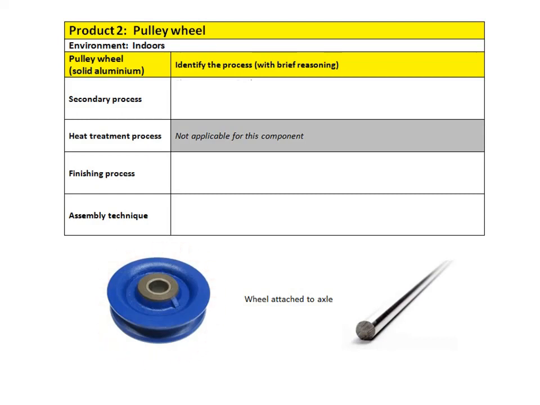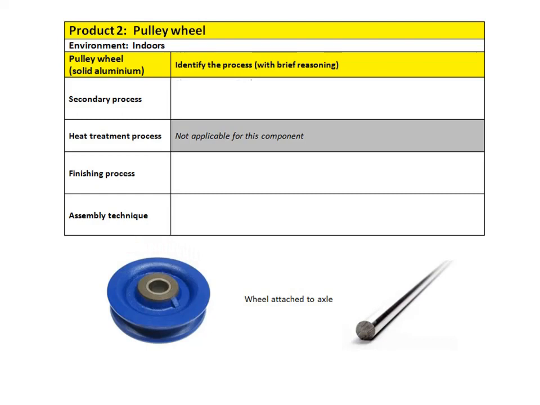Sometimes I might give you this statement here, not applicable. Okay, so we'll talk about that. That means you don't have to put an answer in here. So I've got a pulley wheel. This holds a rope that wraps around it. The rope will go round and then down, and it will need to spin around an axle. So as you can see, I've given you the axle over here. We're going to attach it to that in the final assembly technique section. The rest of them are to do with the pulley wheel itself.